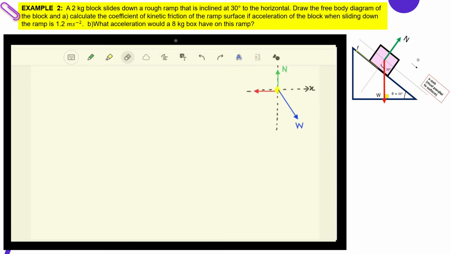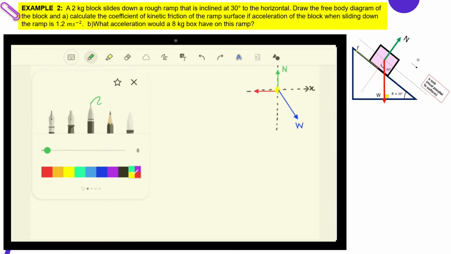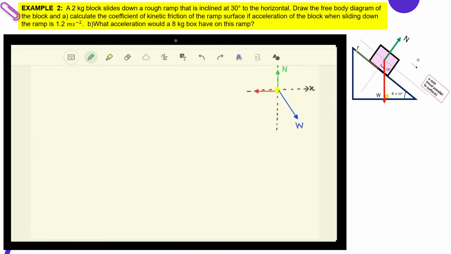Okay, so now it's given that the direction. So now let's sketch the direction of the motion. The direction of the motion is here. So it's positive x direction. So I put as a. So now, as we know, the question gives us that acceleration is equal to 1.2.